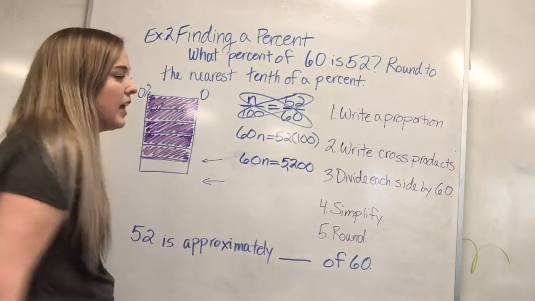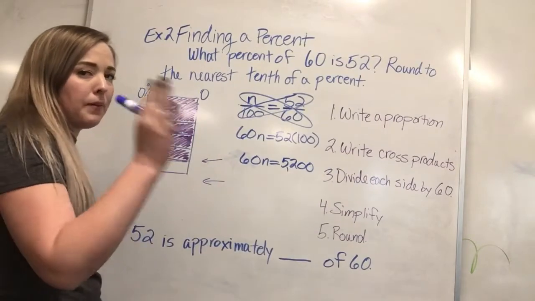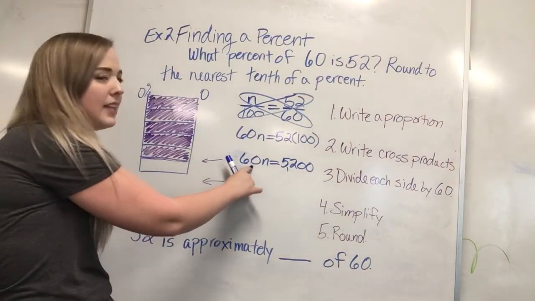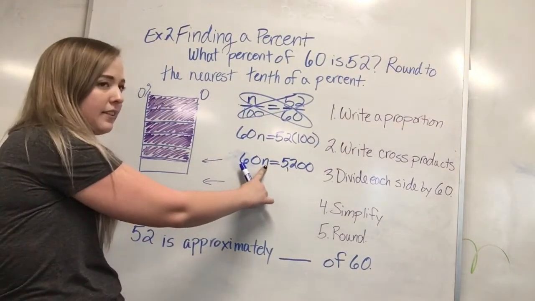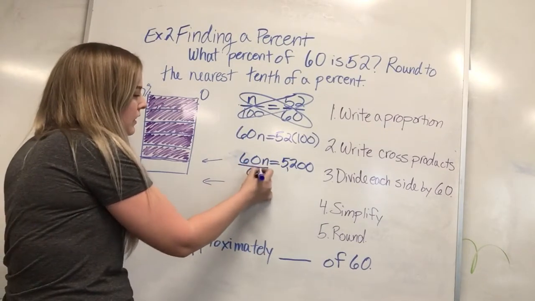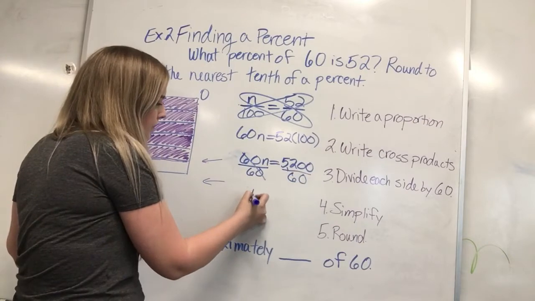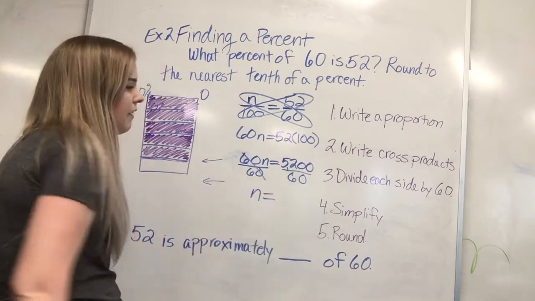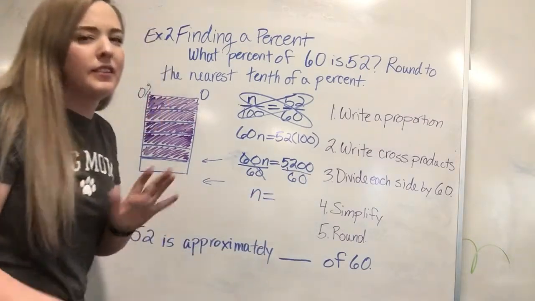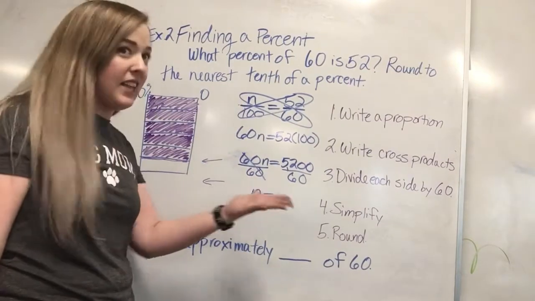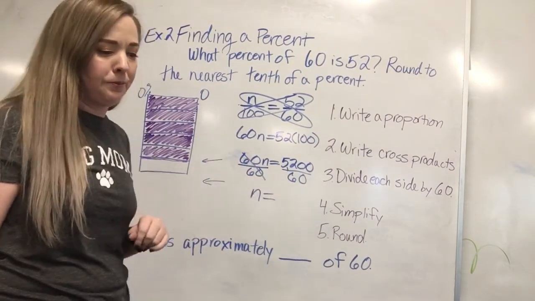This next step, they tell us divide each side by 60. Remember, we're dividing by 60 because we want to cancel out this 60 here to have our variable by itself. So we divide by 60, cancels out, divides by 60. All right, so we simplified it. Take a second, what is 5,200 divided by 60?